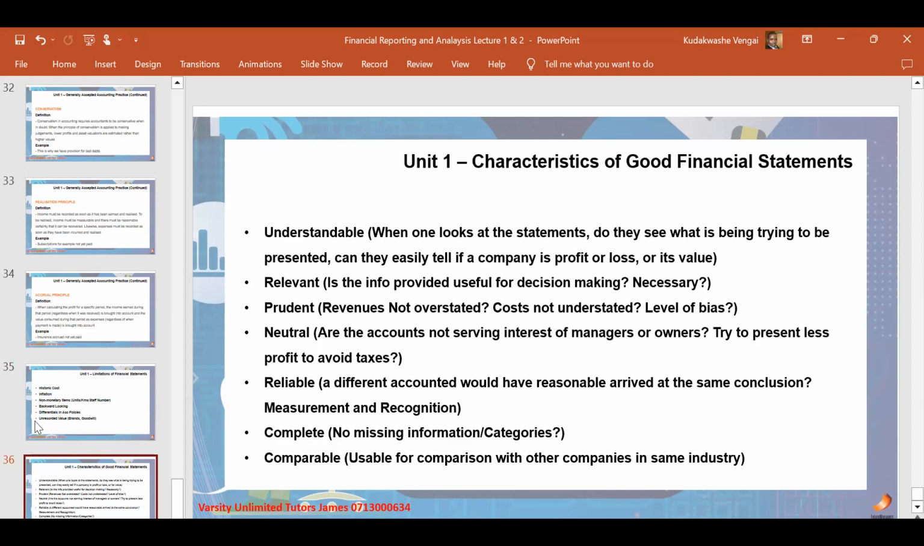Then characteristics of good financial statements. What can we say, if I look at your financial statements, that I can say, this is good, you have done them very, very well? Number one, if I understand them. I should be able to understand what you're trying to present. I should be able to tell, was there a profit? Was there a loss? What is the value of this company? So they should be understandable. They should be presentable, right?